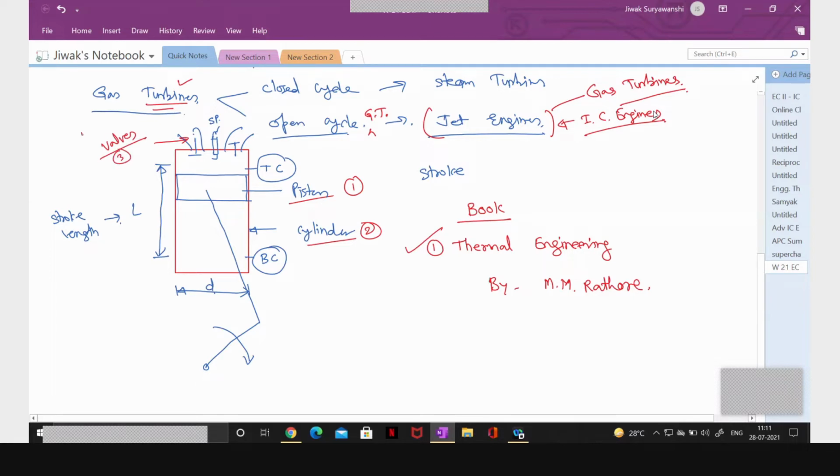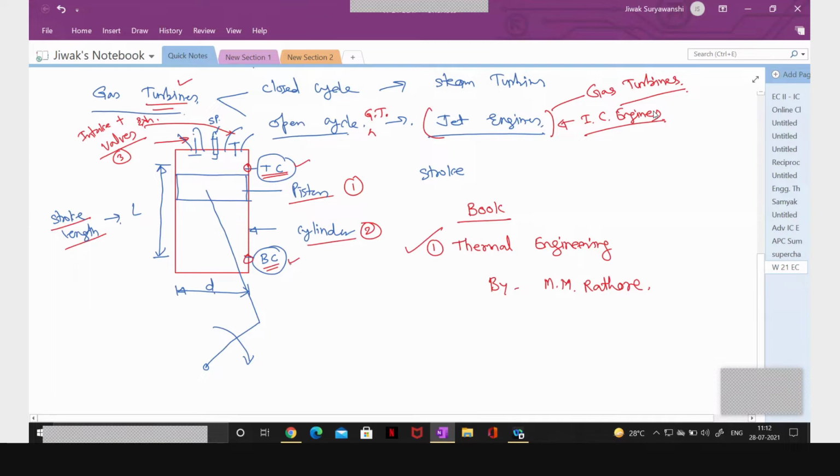Then some nomenclature. This D is the diameter of the cylinder. L is the stroke length. And what is stroke? Stroke means the travel of the piston from one dead center to another dead center. That is a stroke. Then these are the dead centers. Dead centers are those centers where the piston reverses its direction.